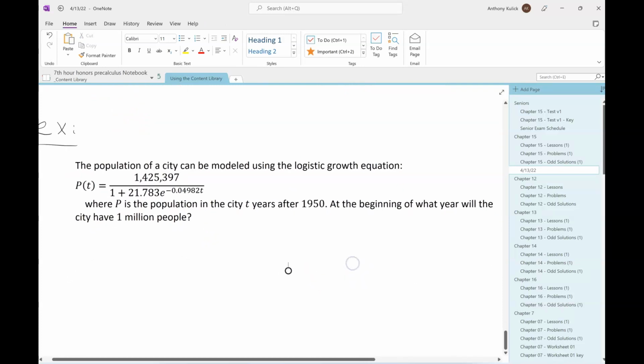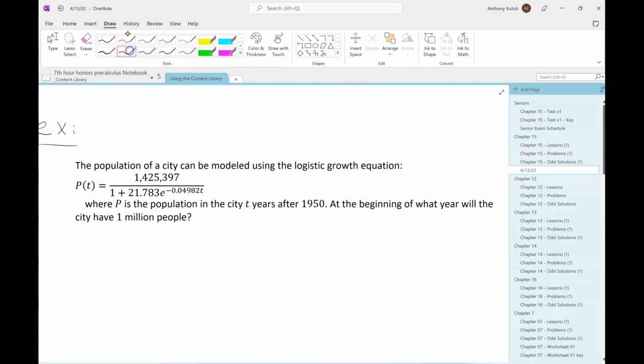All right. The population of a city can be modeled using a logistic growth equation, where P is the population in the city T years after 1950. At the beginning of what year will the city have 1 million people? Well, notice here the model's already been made for us. I would not be expecting you to come up with your own logistic model on your own.